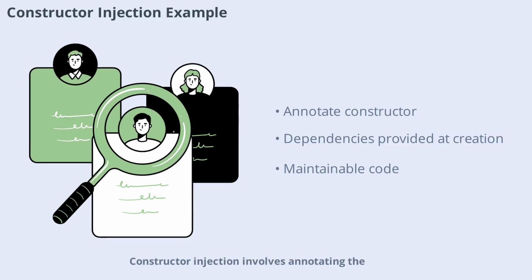Constructor injection involves annotating the constructor of a class with @Inject. This approach ensures that all required dependencies are provided when the object is created. It's the recommended method for injecting dependencies in Hilt, as it leads to more maintainable and testable code. By using constructor injection, you make your classes easier to work with and less prone to errors.